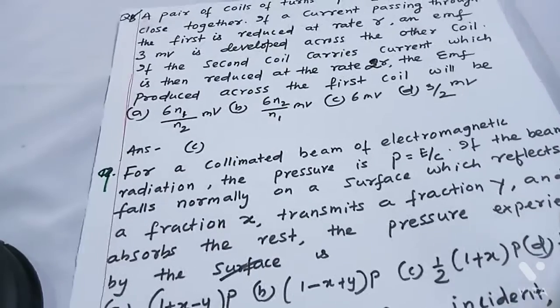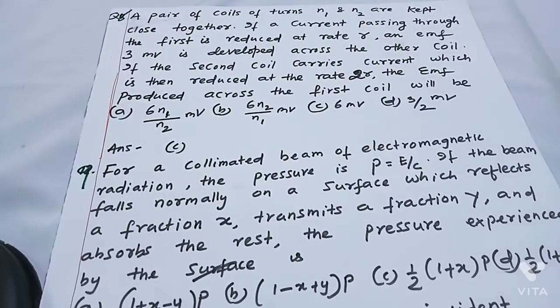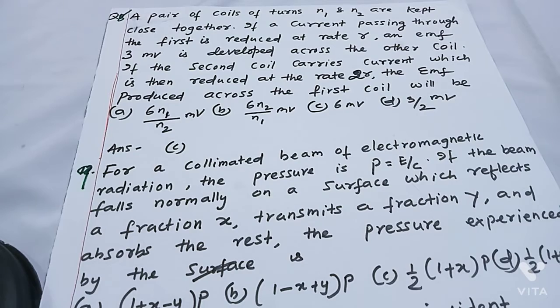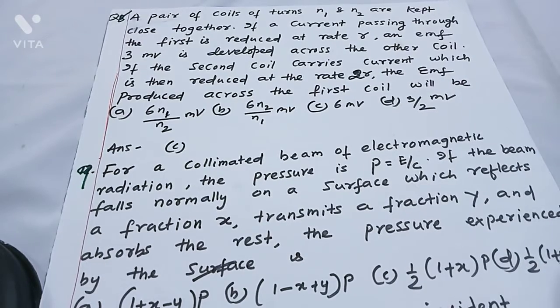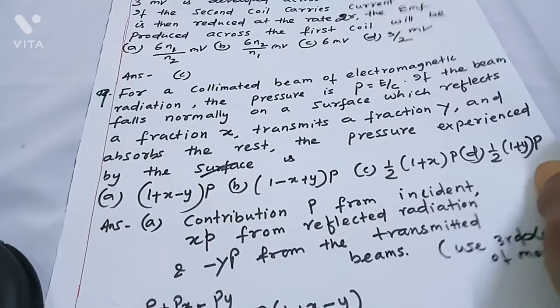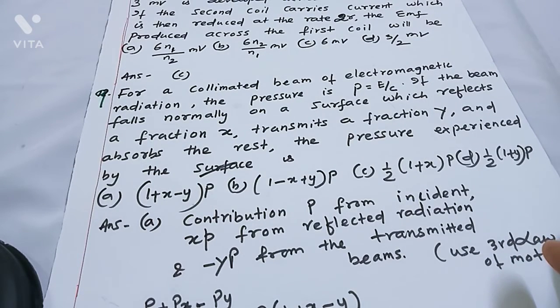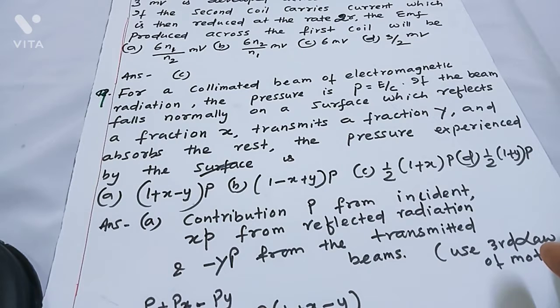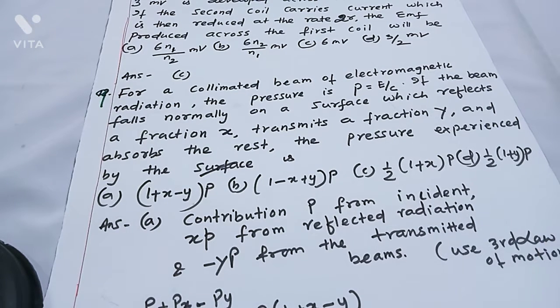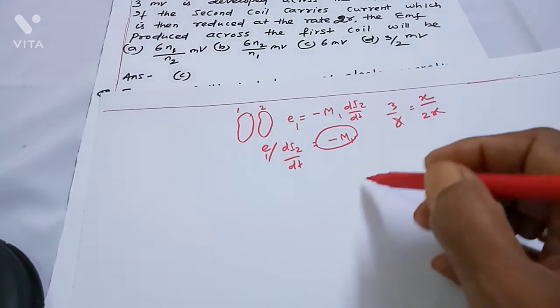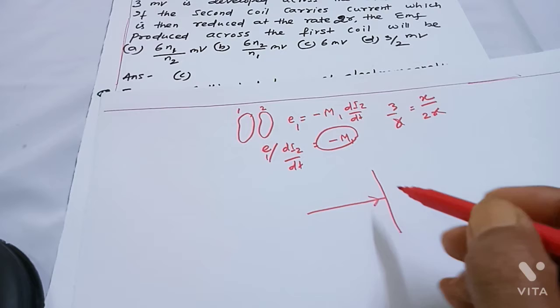Now, next question. For a collimated beam of electromagnetic radiation, the pressure is P equal to E by C. If the beam falls normally on a surface which reflects a fraction X, transmits a fraction Y, and absorbs the rest, the pressure experienced by the surface is: 1 plus X minus Y into P, 1 minus X plus Y into P, half into 1 plus X into P, or half into 1 plus Y into P.